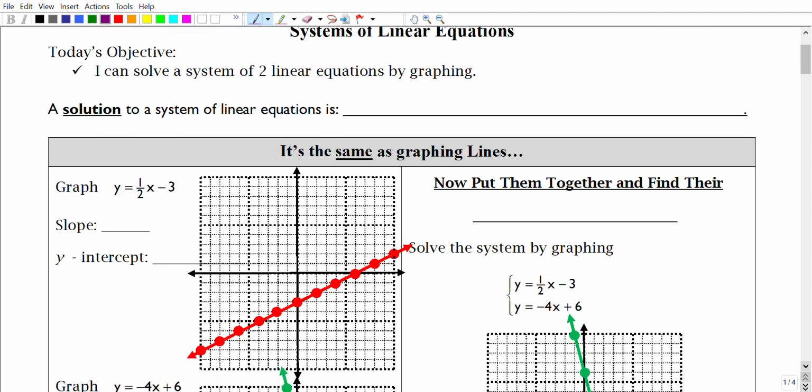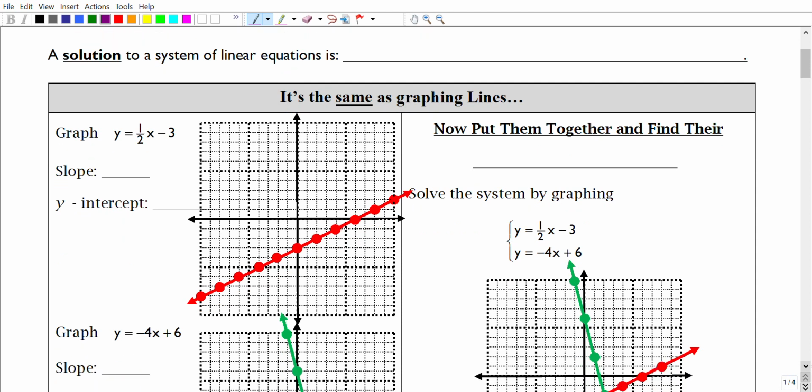In order to get a better understanding of that, let's see if we can fill in this blank. It says a solution to a system of linear, and I'm going to underline that real quick, a solution to a system of linear equations is where the lines intersect. The reason I underline linear is because this is how we find the solutions for linear equations: through where the lines intersect.